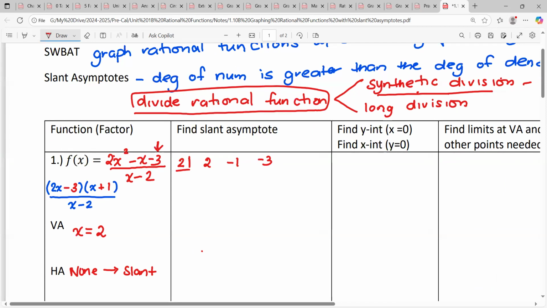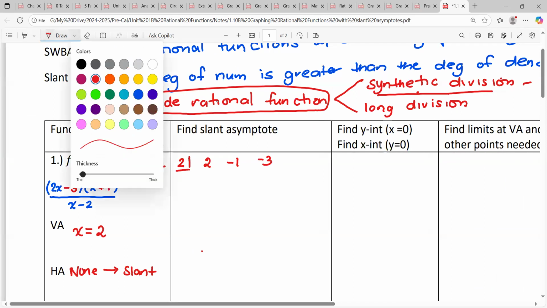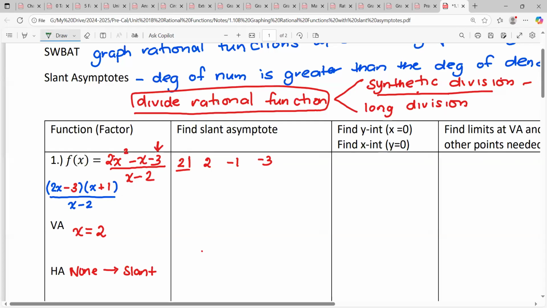Okay. What do I do? I bring down the first number. This is 2. 2 times 2 is 4. 3. This is 6. This is your remainder.